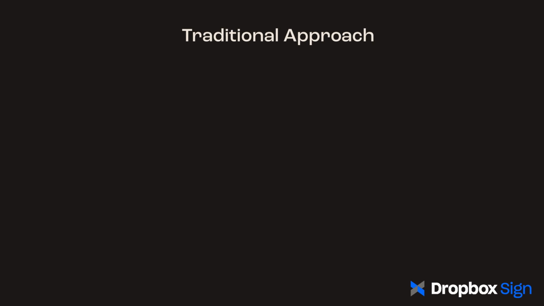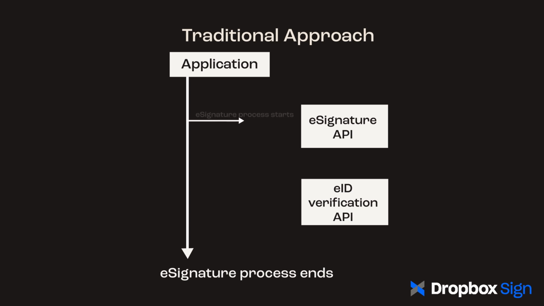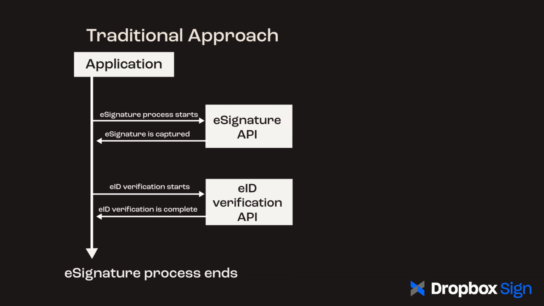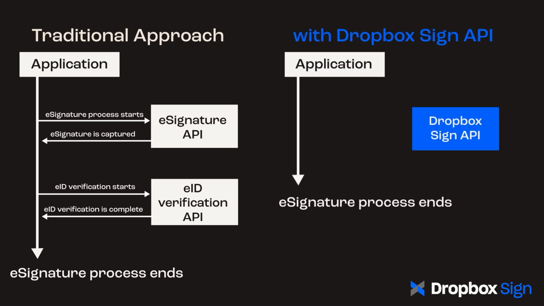To integrate eID verification with a document signing workflow, you'd typically need to build integrations with two separate APIs, one for document signing and one for eID verification. Dropbox Sign simplifies this process by putting both under one umbrella. All you have to do is pass a single parameter to the API call, and Dropbox Sign handles the rest.